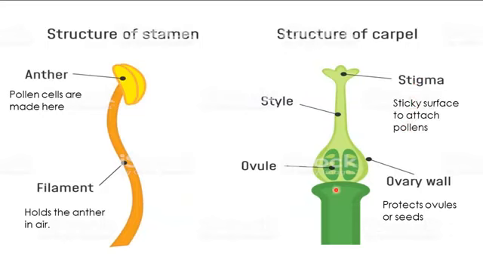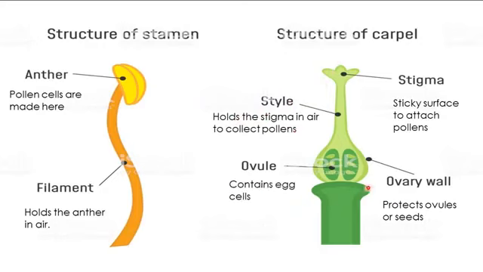Carpel has four main parts: stigma, style, ovule, ovary. Stigma is a sticky surface to attach the pollens. Style holds the stigma in the air to collect the pollens. Ovary wall protects the ovules, while ovule contains egg cells.